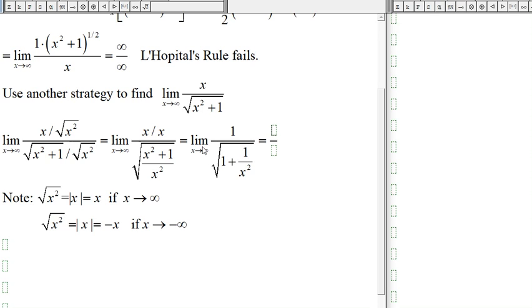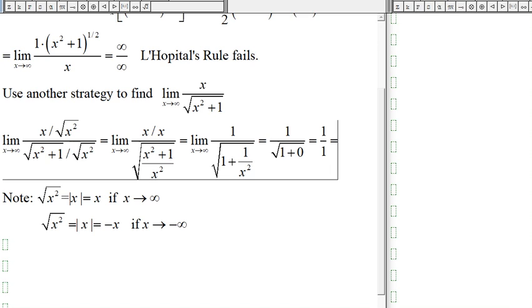And so the limit of a constant 1 is just 1. And here we get 1, and then as x approaches infinity, the quantity 1 divided by x squared will approach 0, so we get 1 over 1, which is 1. And so the answer is 1.